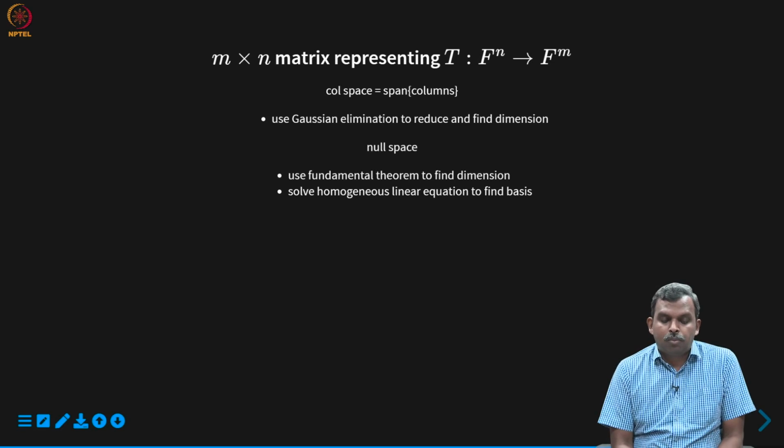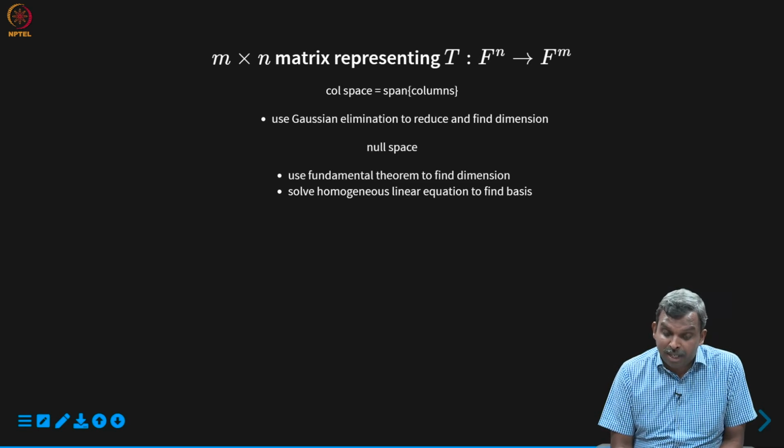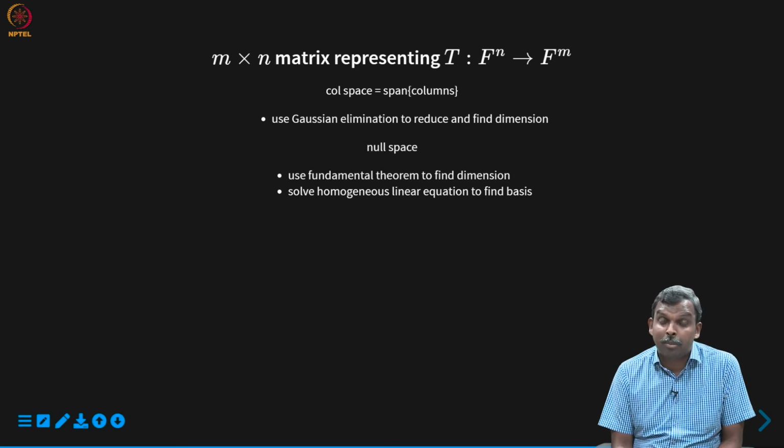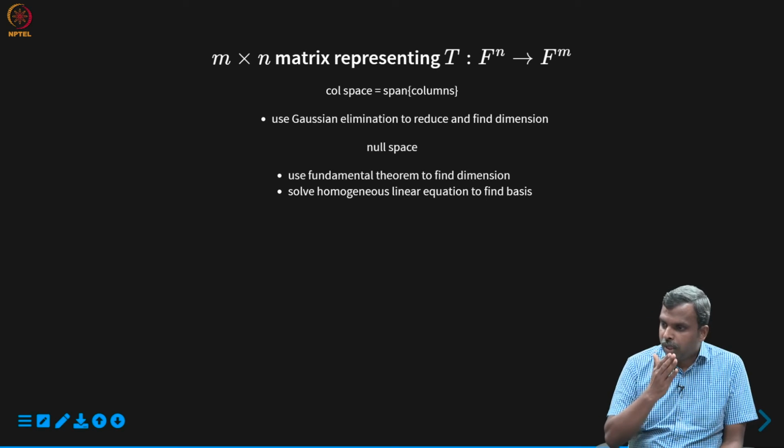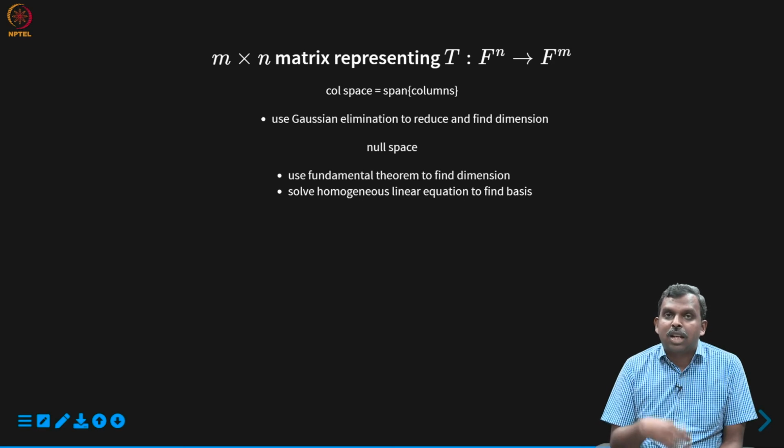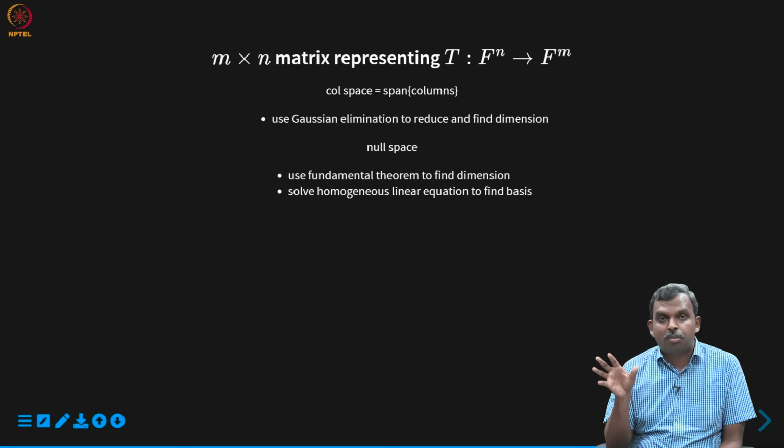So in general, when you have an m by n matrix representing a linear map T from Fn to Fm, the column space is the span of the columns. So you start by looking at the columns, even if m and n were very large, let's say a 100 by 1000 matrix. Then you use Gaussian elimination to reduce, and when you reduce, you end up finding the dimension. So you can compute the dimension of the column space, or the column rank, using Gaussian elimination. Once you do that, you can use the fundamental theorem to find the dimension of the null space.